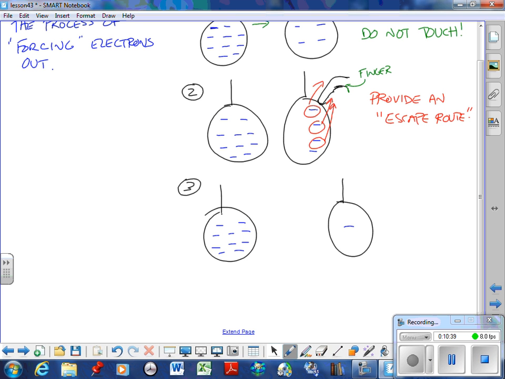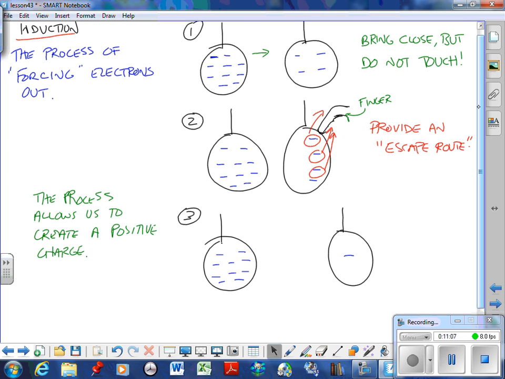And what this does is it allows you to create a positive charge. So the process allows us to create a positive charge. Okay, so there is your charging by induction. Okay, so again, it's grade 9 material or grade 10. I forget when it's taught. So if you've seen this all before, that's good. I'm just going through and refreshing your memory.